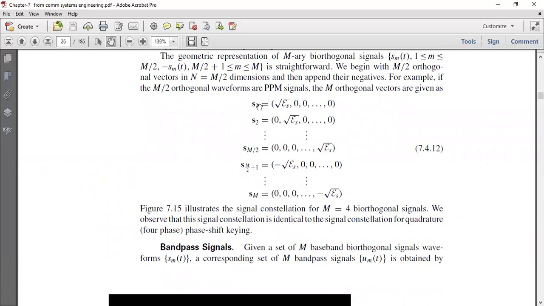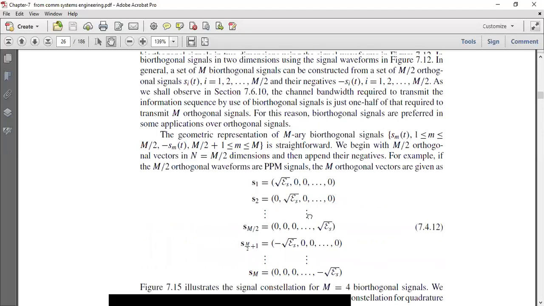And then we take another set which starts from Sm by 2 plus 1 up to Sm. So we are dividing the whole signal set from 1 to m into two sets: S1 to Sm by 2, and then from Sm by 2 plus 1 up to Sm. You see that this is just the negative of the first one, so negative square root of ES, up to the Sm signal. This is called a bi-orthogonal signaling set.